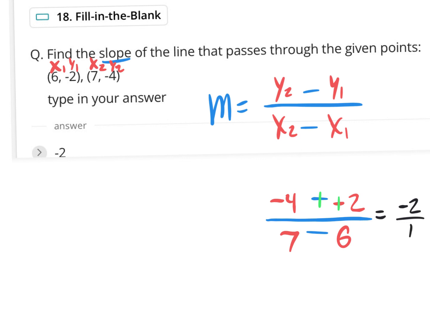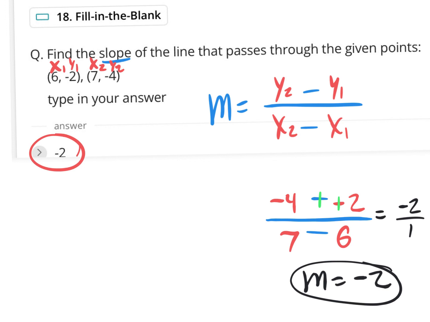So what is my slope? My slope is technically m equals negative 2. Yes, you could put it over 1, right? Slope could be negative 2 over 1. But in this case, I believe the only answer that I put here is negative 2. It should be right if you put negative 2 over 1, but whenever you have something divided by 1, I just write it as the answer itself. So just negative 2 is the answer right here.